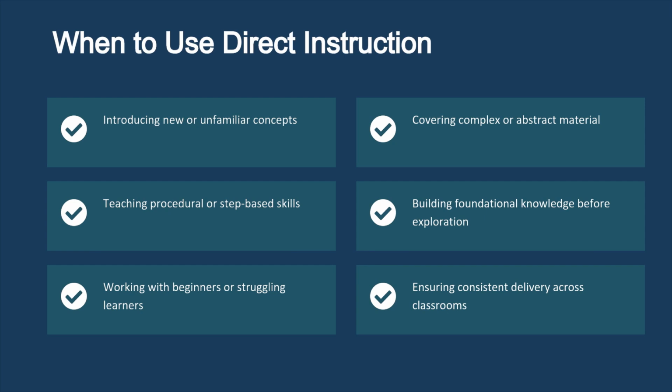Use it when you're introducing new or unfamiliar concepts, like teaching students what photosynthesis is for the first time. Use it for complex or abstract material. Think algebraic equations or historical cause and effect relationships. It's great for procedural skills, like teaching students how to use a microscope step by step. It's also your best bet for building foundational knowledge before you let students explore independently.